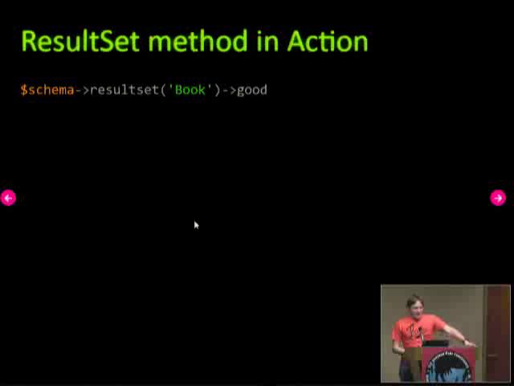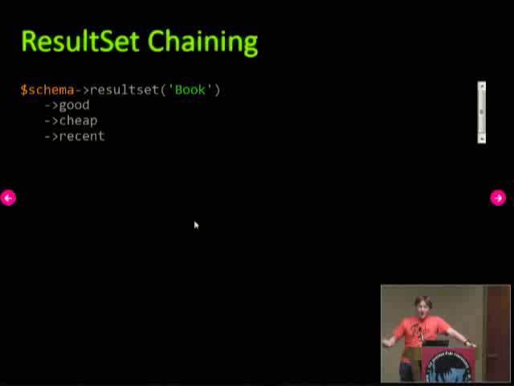Okay, so here's some examples in action. So here we're saying I want all the books that are good. Or I want all the books that are good and cheap and recent. So this hasn't hit the database yet. It's just making a plan. Obviously, we didn't define the recent method, but you can all imagine what that might look like. Got some date stuff in there. But basically, here we're finding all the books that match all of these queries. Easy.